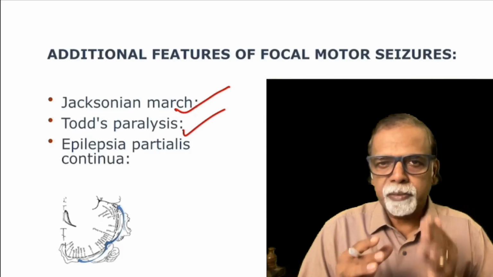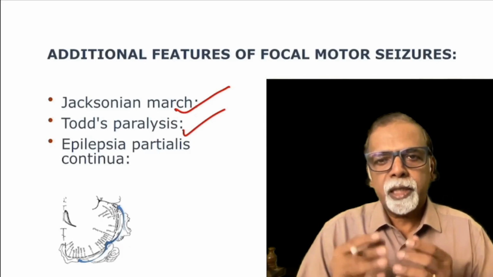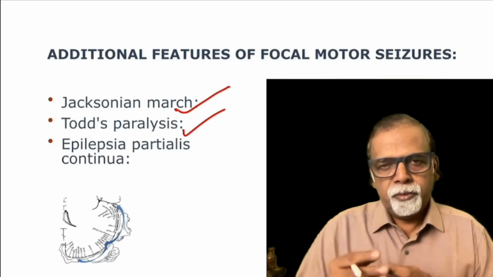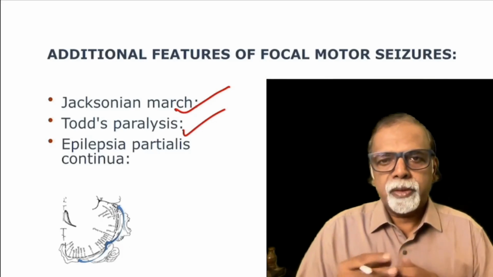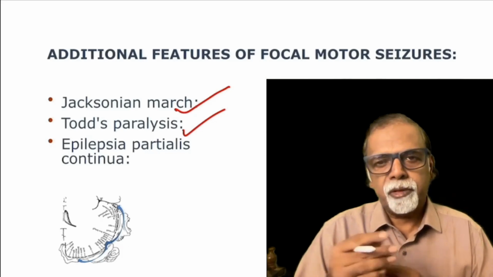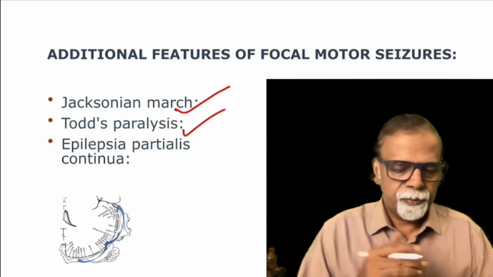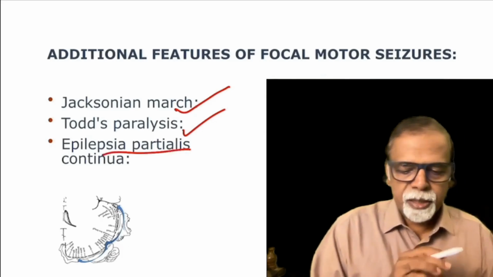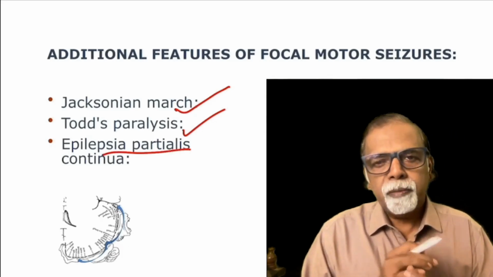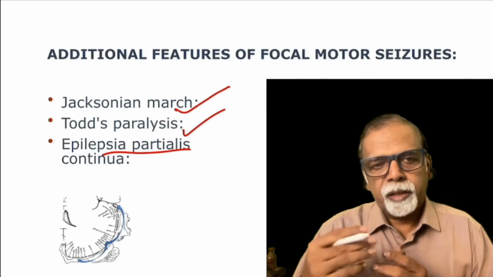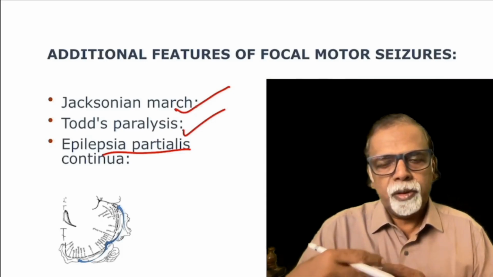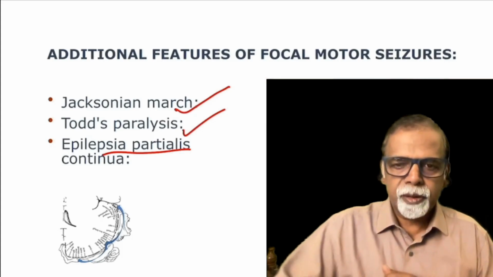And this Todd's palsy is important because it can be confused with a hemiparesis or facio-brachial paralysis, because the history of seizure may be missed. The patient will be brought with weakness. Another terminology is epilepsy partialis continua. It is a prolonged partial seizure. So recurrent episodes continuing like this, that is called epilepsy partialis continua. So we have learned about the Jacksonian seizure, Todd's paralysis, epilepsy partialis continua, and the underlying mechanism for this.